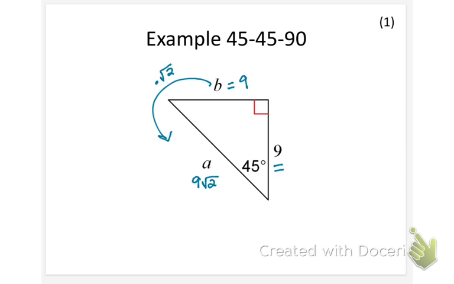Now we want to make sure to leave the answer in simplest radical form. So although we could get a decimal approximation of this, we want to leave it as is.